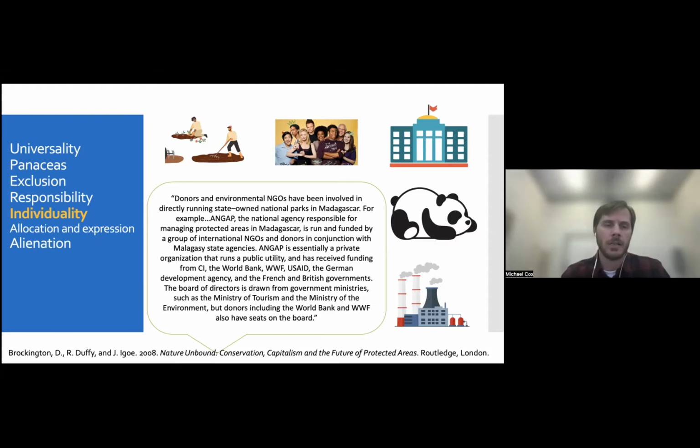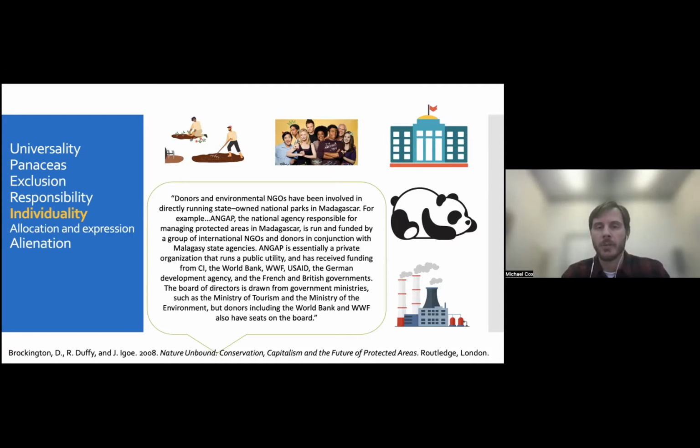And I have the reference at the bottom. This is a quotation from a really wonderful book called Nature Unbound, by a fantastic conservation scholar named Dan Brockington out of the UK. He's got several vignettes of this kind of complex governance, several of them from Madagascar, and this is one of them. He says, donors and environmental NGOs have been involved in directly running state-owned national parks in Madagascar. For example, ANGAP, the national agency responsible for managing protected areas in Madagascar, is run and funded by a group of international NGOs and donors in conjunction with Malagasy state agencies. ANGAP is essentially a private organization that runs a public utility, and it has received funding from CI, the World Bank, WWF, USAID, etc.